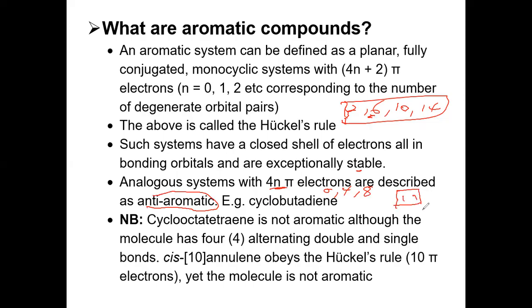So this is anti-aromatic. If he asks you to categorize it, you are wrong if you say it is non-aromatic. It's anti-aromatic specifically, right? So let's take note of that one too. Now you are seeing that note: cyclooctatetraene is not aromatic, even though it has 4 alternating double and single bonds. We said that the fact that you have alternating double and single bonds does not mean that you are aromatic. We've made mention of that fact already, right?